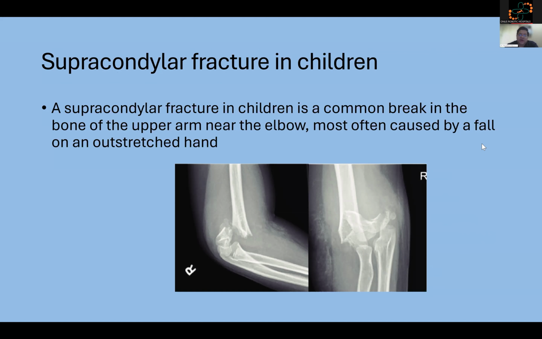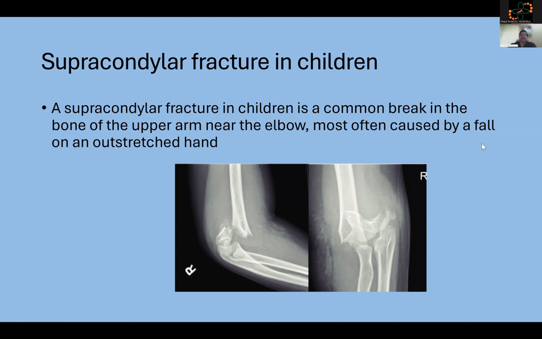So actually, what is a supracondylar fracture? It is a break in the bone just above the elbow, in the humerus. That is called a supracondylar fracture. In layman's terms, it is a break in the bone of the upper arm near the elbow. So that is also a definition for supracondylar fracture.